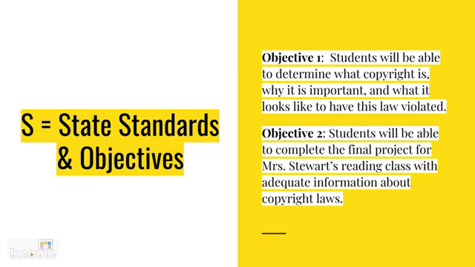Next, we have state standards and objectives, and we have 2 objectives. Objective 1 is students will be able to determine what copyright is, why it's important, and what it looks like to have it violated. And Objective 2, students will be able to complete the final project for Ms. Stewart's reading class with the adequate information about copyright laws. So we're hoping by the end of this lesson that they are able to understand all concepts and they'll be able to utilize their knowledge of copyright laws for this project and any project that they have in the future.